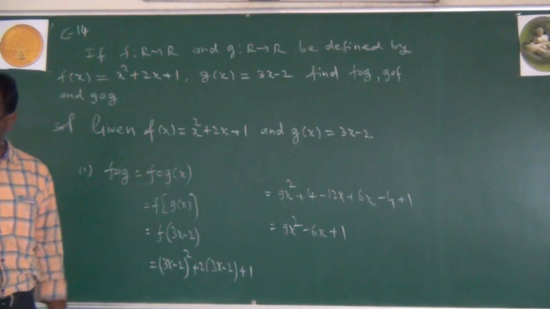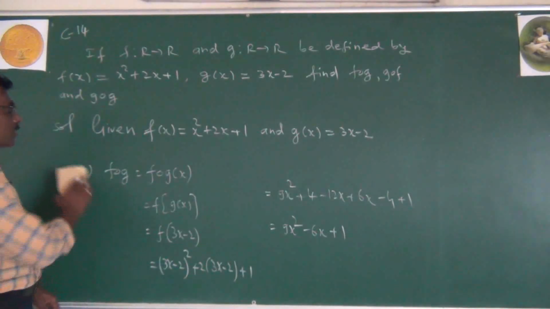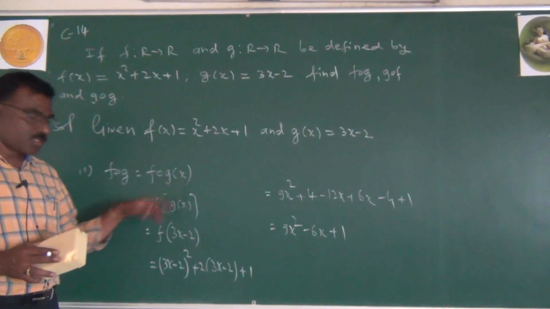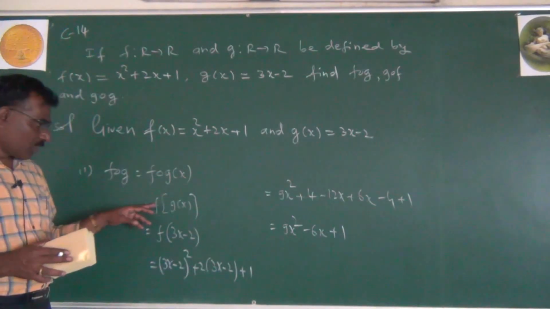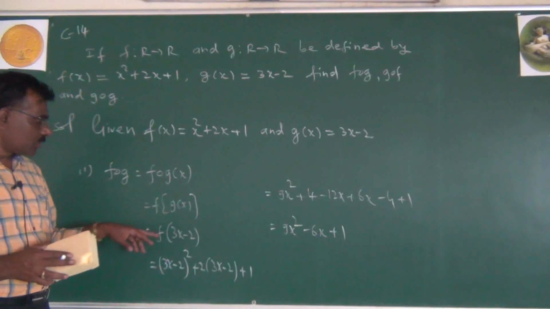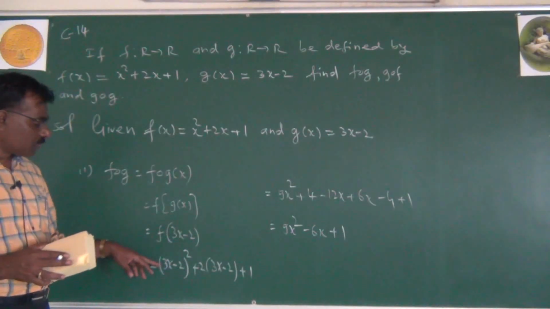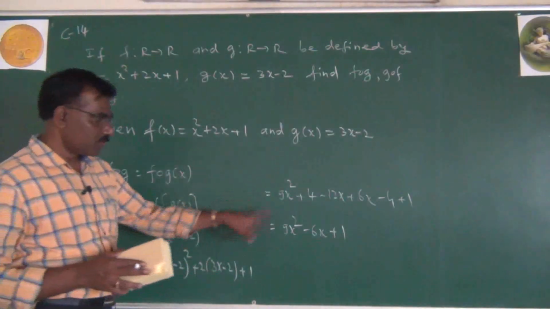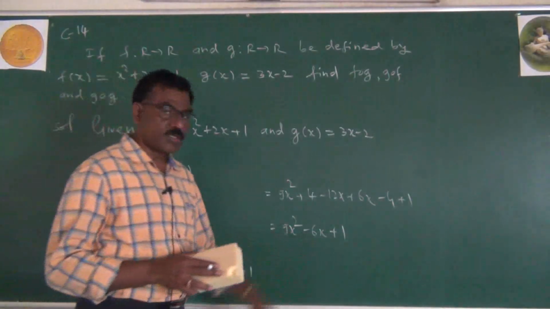So this is f composition g. Then what is f composition g? Nothing but f of g of x. It is a function of x. f bracket of g of x, f of 3x minus 2. So (3x minus 2) square plus 2 into (3x minus 2) plus 1. So substituting, this is the answer.